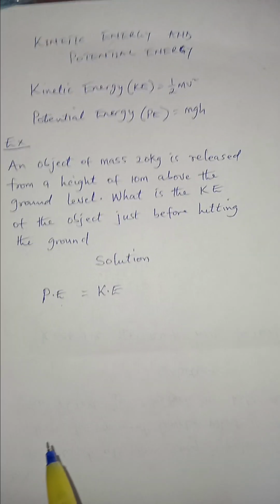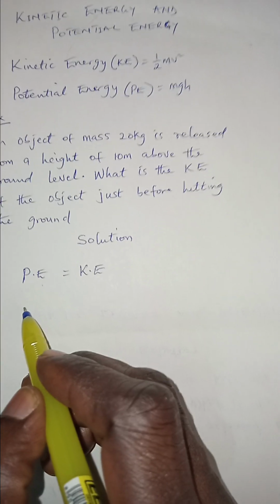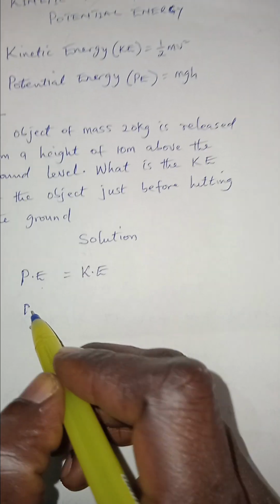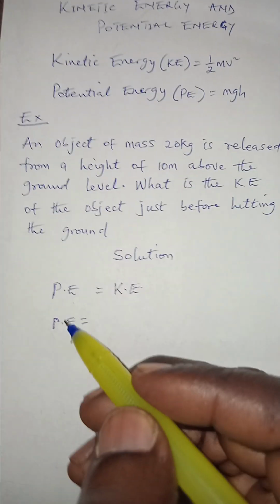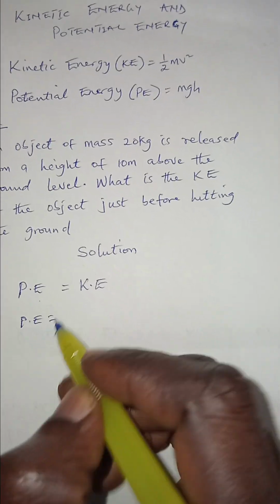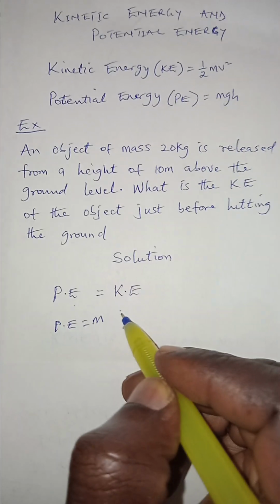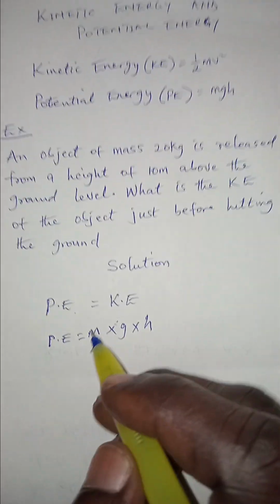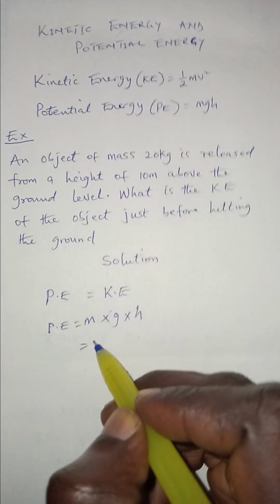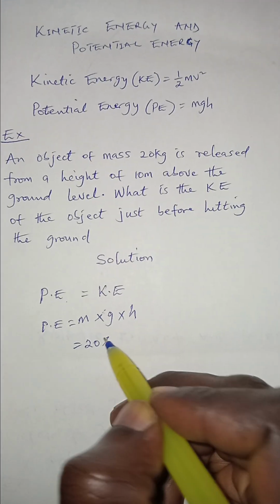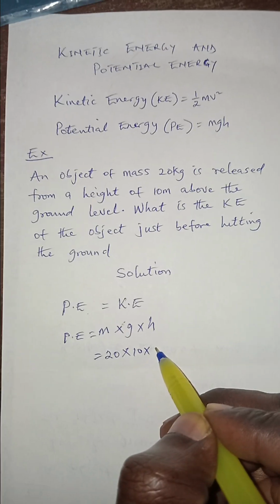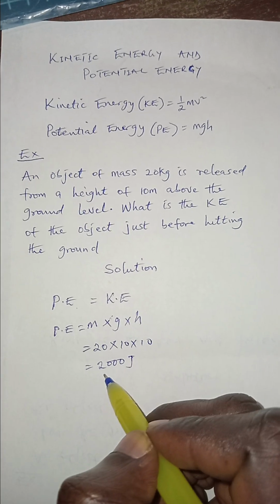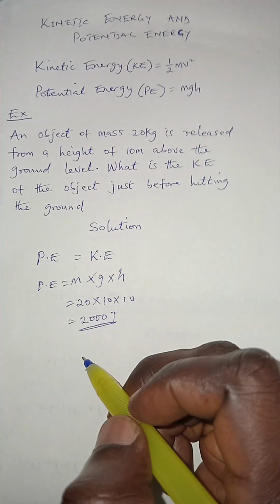So let's go. The formula for potential energy, PE, is equal to mass times g times h, and that is 20 times 10 times 10, and that is 2000 joules, and that will also be our kinetic energy.